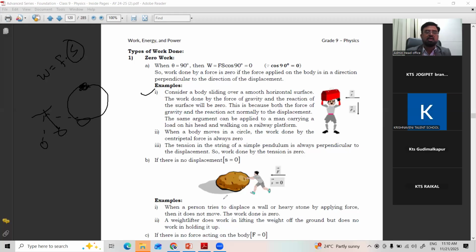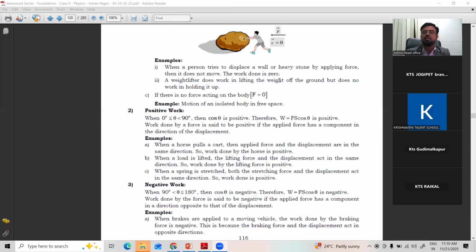If there is no displacement also, the work done is zero. Suppose you see a very big stone shown there. We are trying to push the stone. When you are trying to push it, the stone is not moving. Even though you are applying the force, the stone is not moving. So you can say the work done is zero. See here, there are some examples given. When a person tries to displace a wall or heavy stone by applying force, it does not move. The work done is zero. Just now I told.